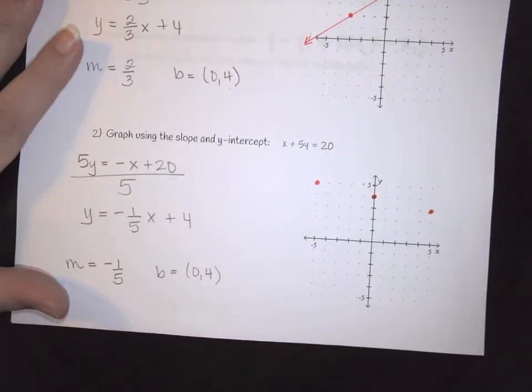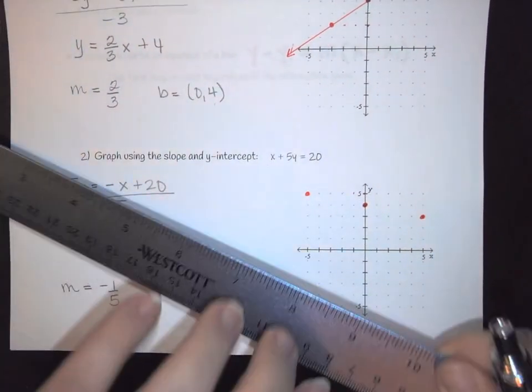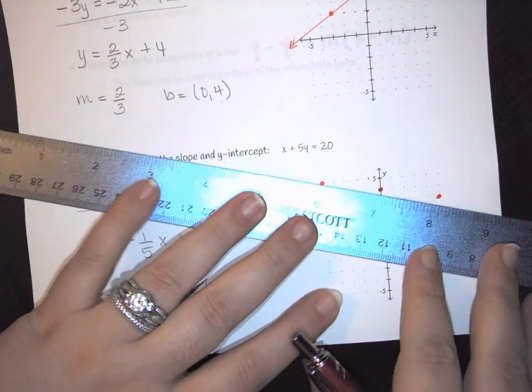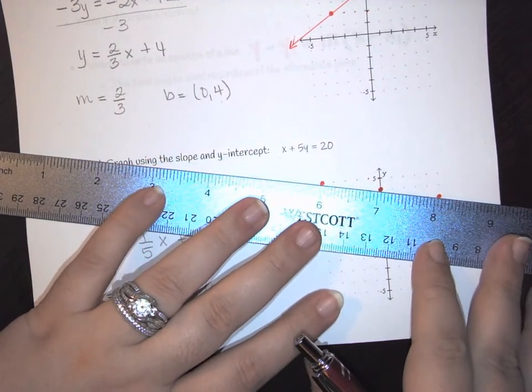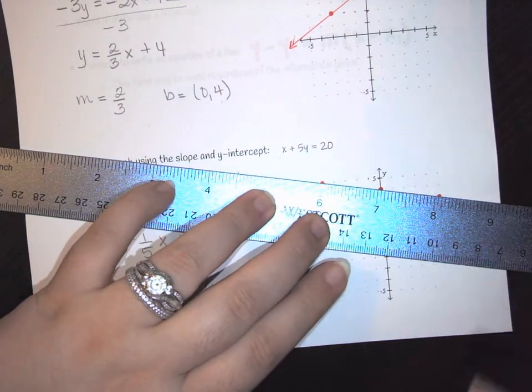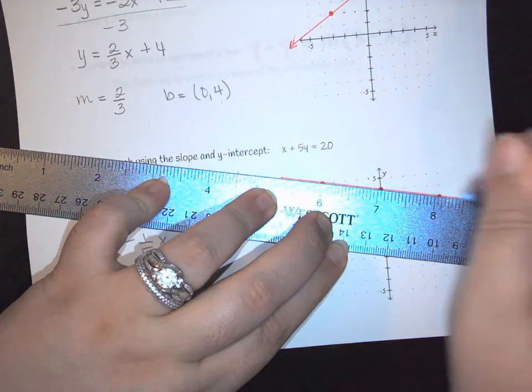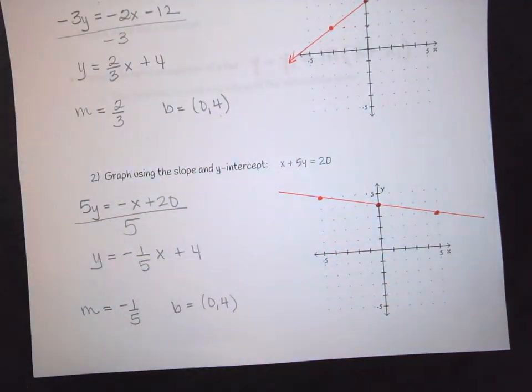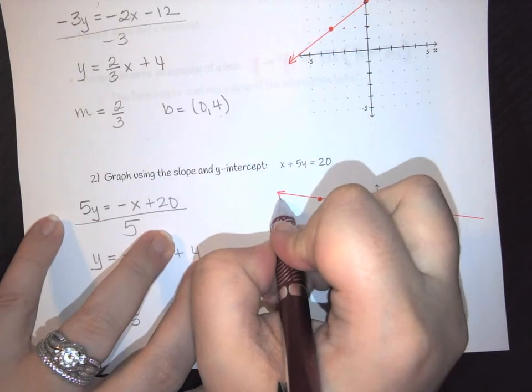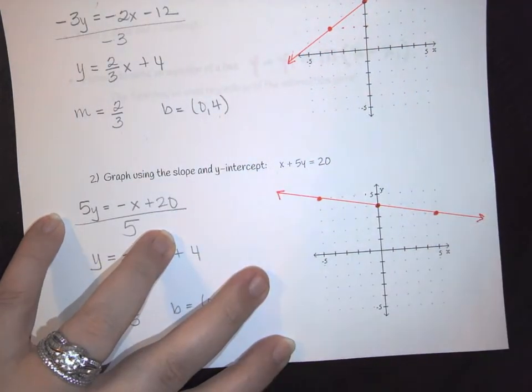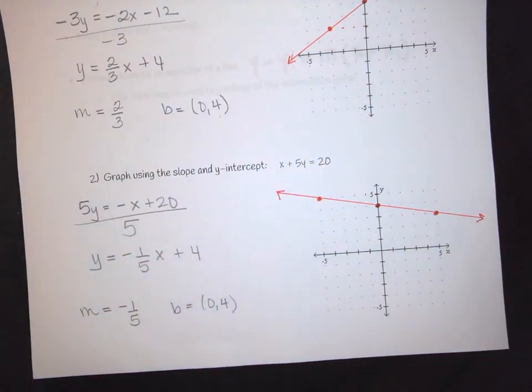Again, you only need 2 points in order to graph, but the more the merrier. And so here, once you've got your points, you then connect your dots and you've drawn your linear line. Last, always make sure you put your arrows on the end to signify that that line is traveling forever in infinite directions.